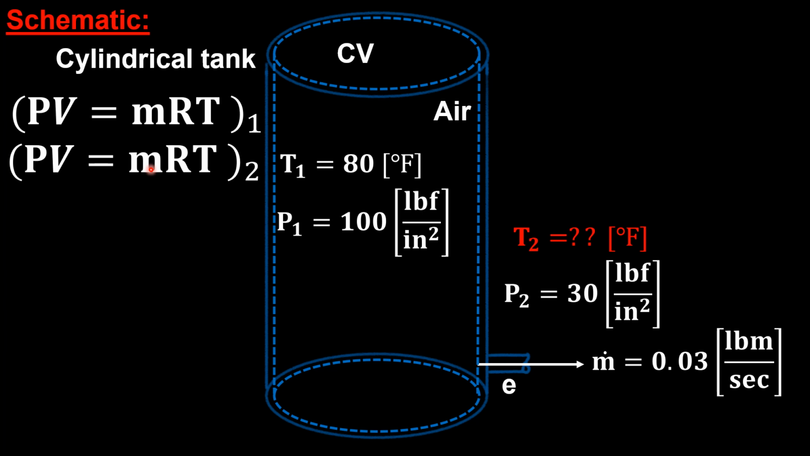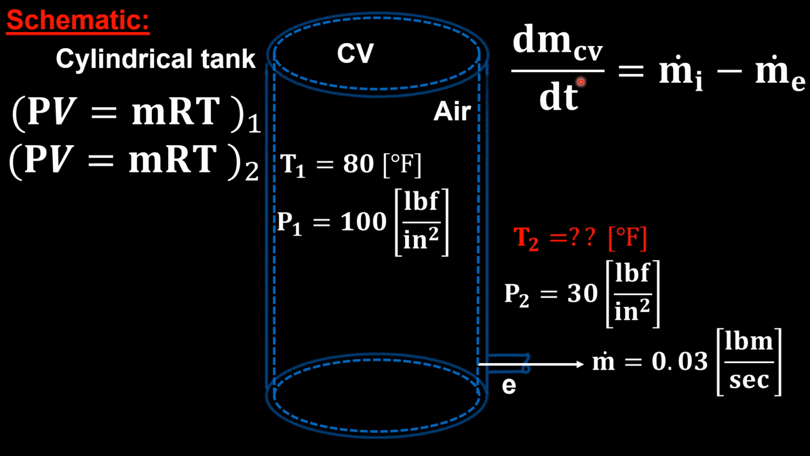Here we will apply the conservation of mass to find the mass at state 2, because this is the equation that represents the conservation of mass principle. The change of mass within the control volume over a period of time equals the mass flow rate in minus the mass flow rate out. Obviously in this problem, the mass flow rate in is 0. So here we can solve for the change of mass within the control volume. And remember, what does the change of mass within the control volume mean? It means the difference between the mass of air at state 2 minus the mass of air at state 1.